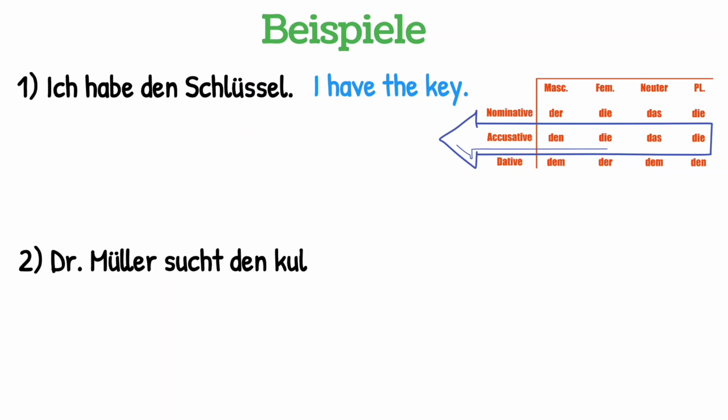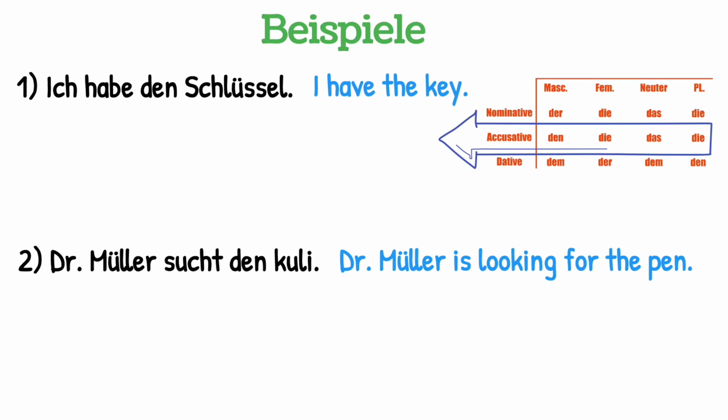Nummer 2. Dr. Müller sucht den Kuli. Dr. Müller is looking for the pen. In this sentence, pen is the direct object which is receiving the action. And pen is also a masculine noun. So the article der will be changed to den.